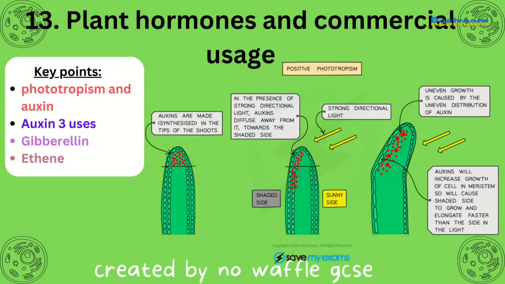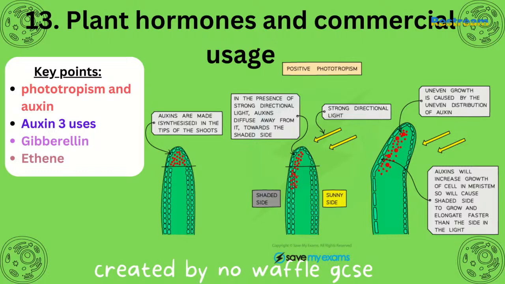Now, 2 other uses for auxin include rooting powder for plant cuttings, so just dipping plants in rooting powder, allowing it to grow, and also growing cells in tissue culture. So if you wanted to make copies of really rare plants, then you could do that as well.